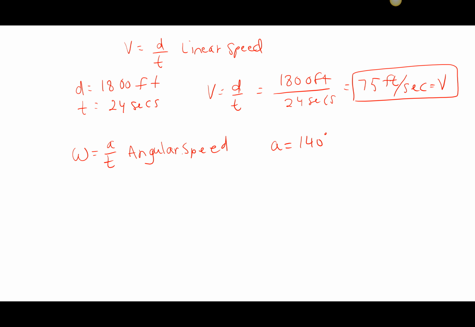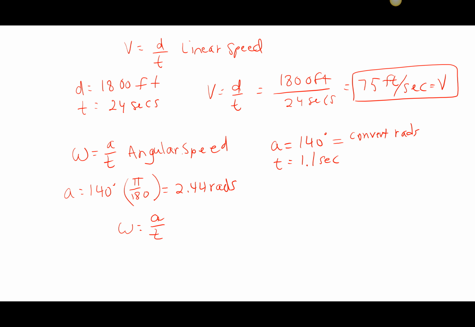T is 1.1 seconds. But remember, we have to convert this to radians. To do that, remember, A equals 140 degrees times pi over 180 equals 2.44 rads. So now we can do our formula, A over T.